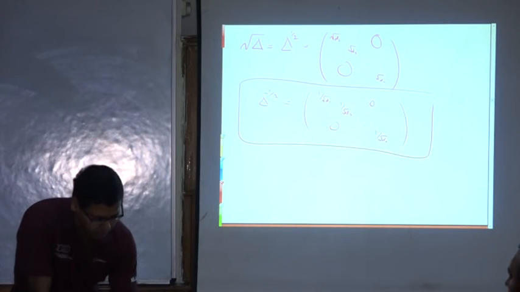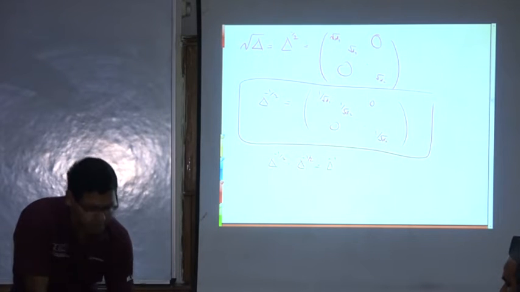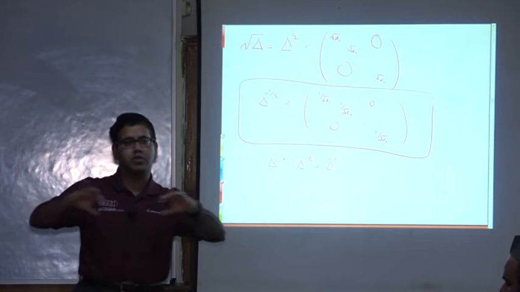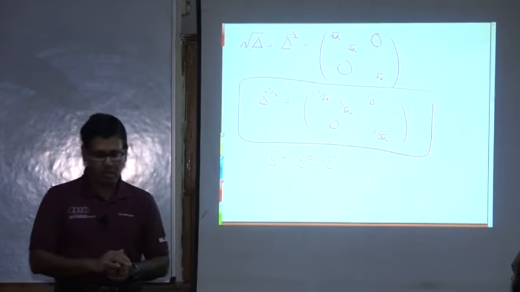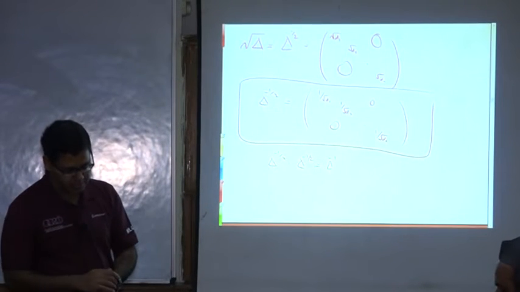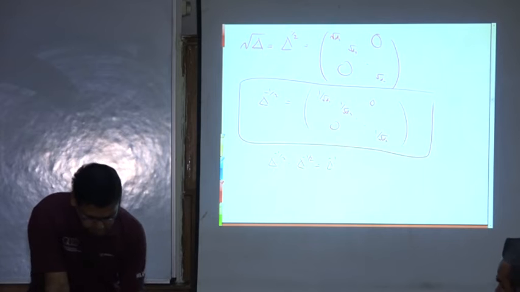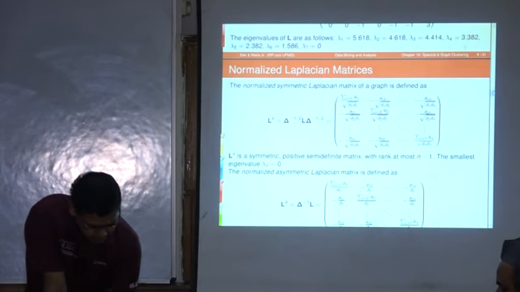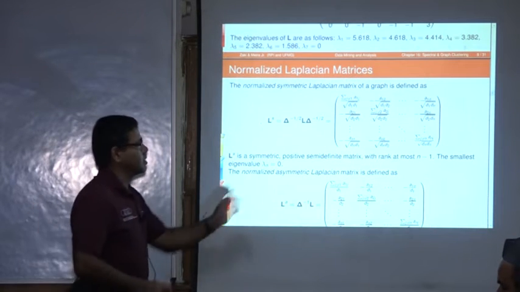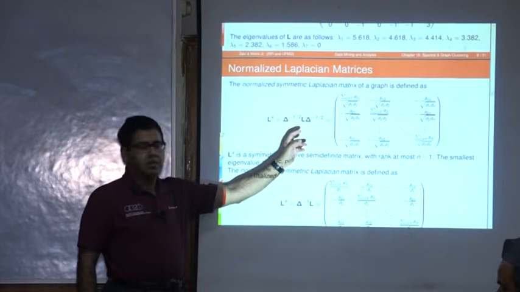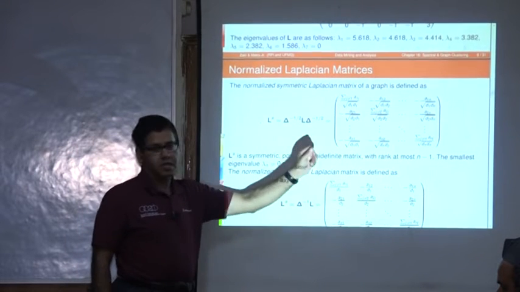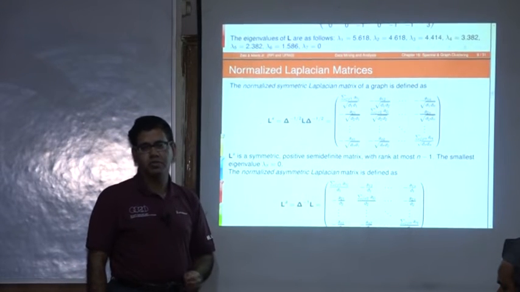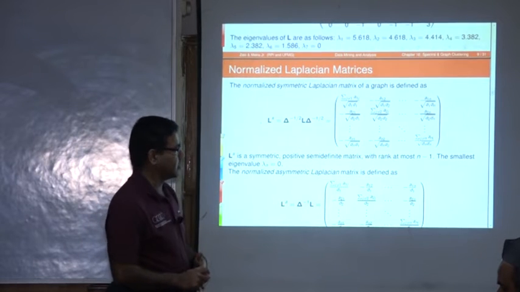And of course we know that delta half times delta half is going to be delta inverse. So what we did is we took the inverse and split it into the roots, and when you multiply them, you get the inverse back. This is just a different way of normalizing. So what you do is you put the Laplacian in the middle, and you multiply on the left and the right by the inverse root of the degree matrix.